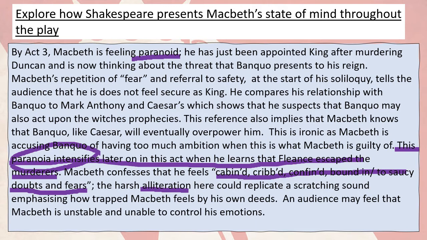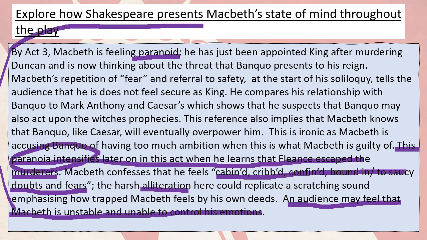An audience may feel that Macbeth is unstable and unable to control his emotions. Okay, so this audience reaction at the end has been changed slightly, so it closely answers the main question, which is Macbeth's state of mind.